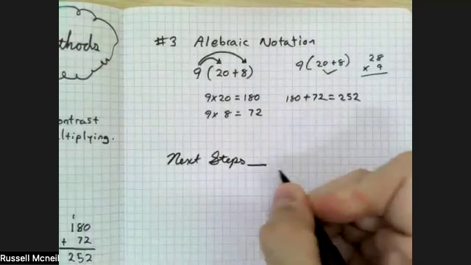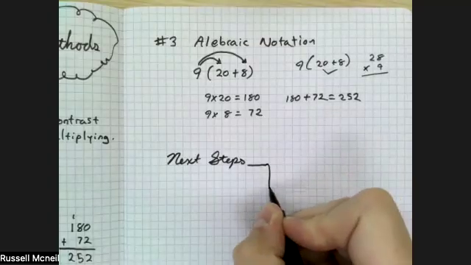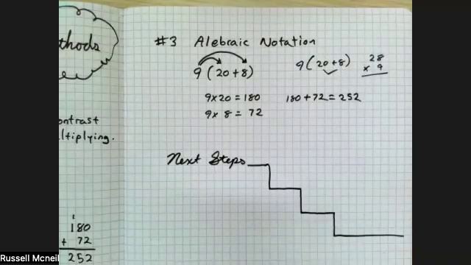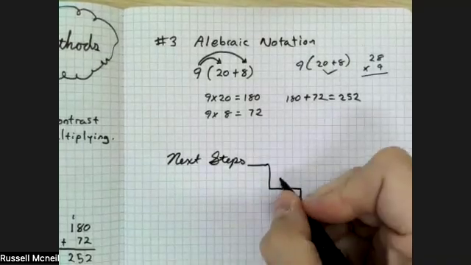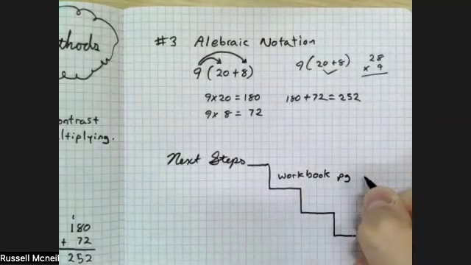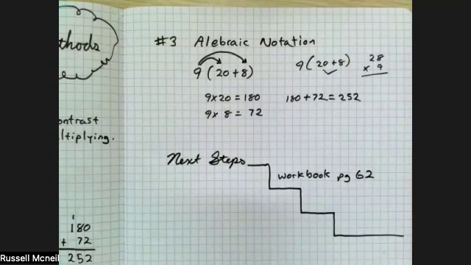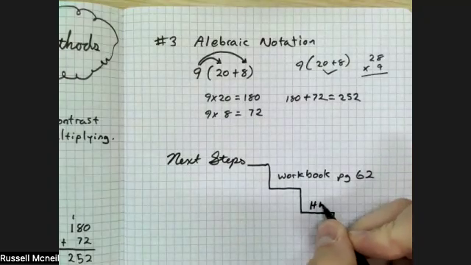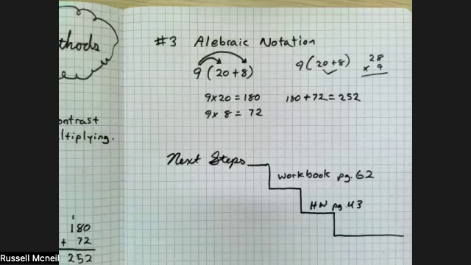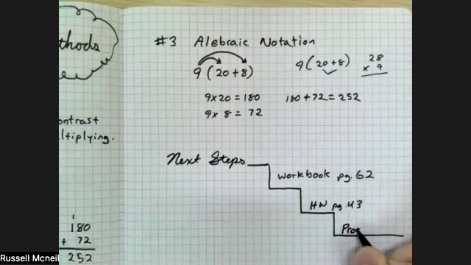Easy peasy today. Our first step. Steps are very uneven. Let's see, we're going to go to workbook page 62. You're going to work them all out. Then we've got homework, page 43. We're going to do the homework side only. And should you get finished with both, you can go on to Prodigy or iReady.